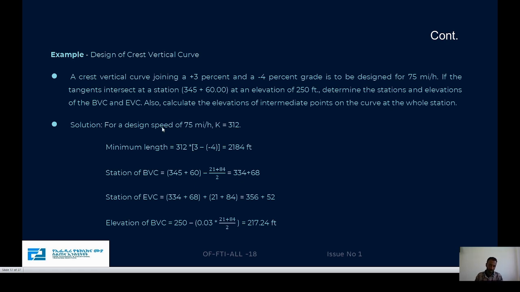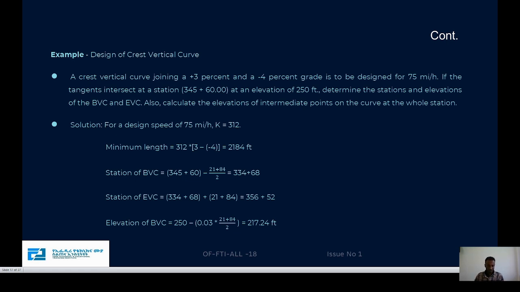So we can calculate. For the design speed of 75 miles per hour, the k value is 312, so the minimum length will be obtained from k times A, which is the algebraic difference, g2 minus g1, minus 4 minus 3, so it is 7. So 312 times 7 is 2184 feet. It is the distance between the ending vertical curve and the beginning vertical curve.